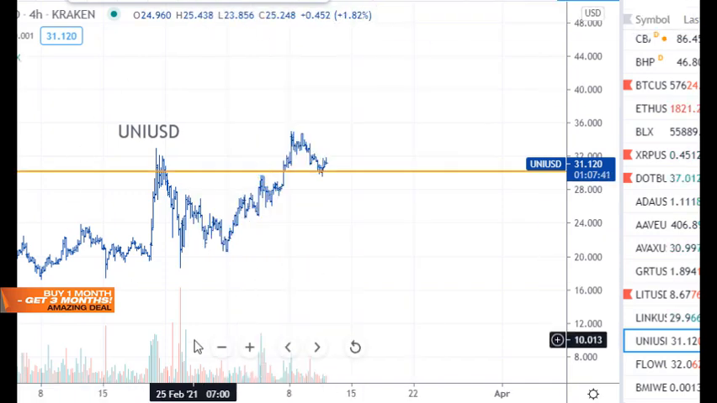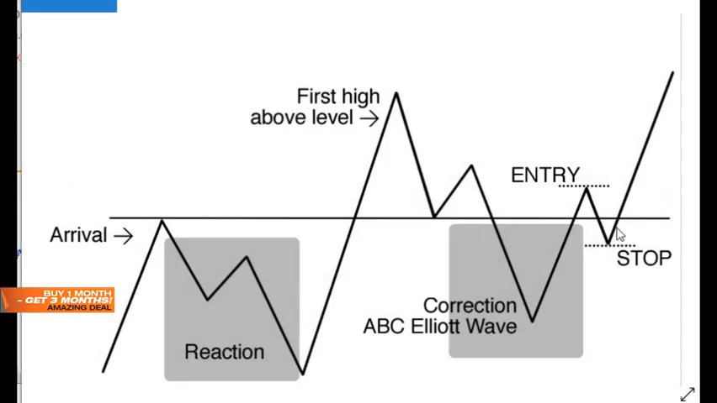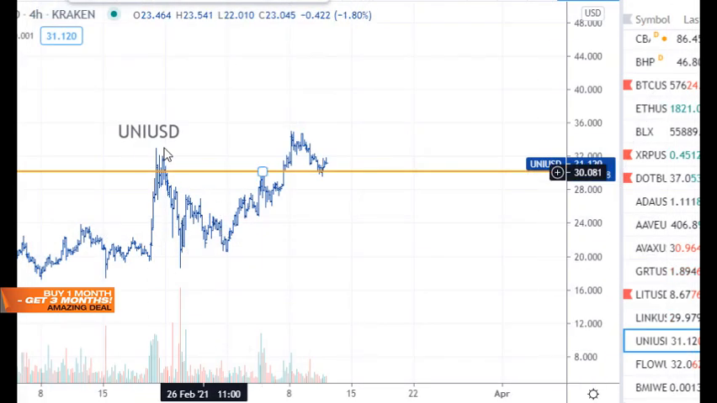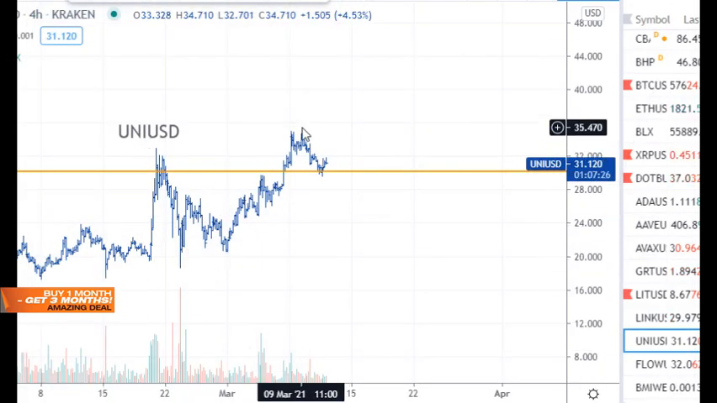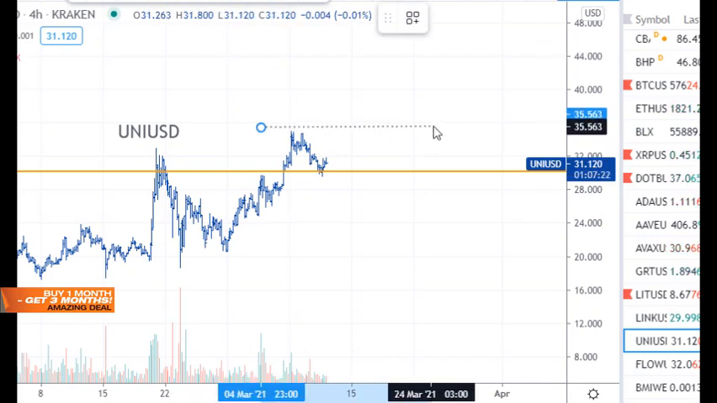So that's the 30. If we view this as a classic trading levels pattern as well, this is the 30 across here. So we've got the arrival, the reaction, the first high above the level. So we need this over here for this now. If I just move that there, this would be the arrival, the reaction, the first high above the level. So that means that we can go long above here.